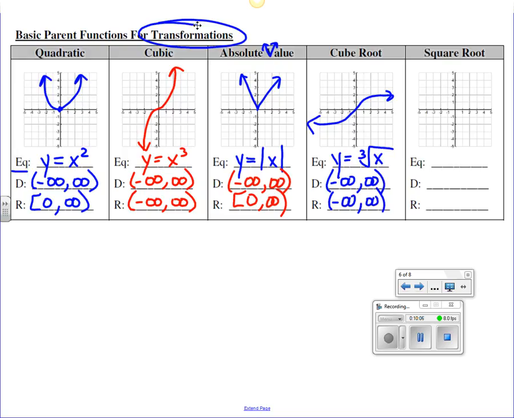All right, and square root looks like this, and that's y equals the square root of x. So the domain, remember, you go from left to right, so it starts at 0 and goes to infinity. And then the range, you go from bottom to top, so 0 to infinity as well. Okay.